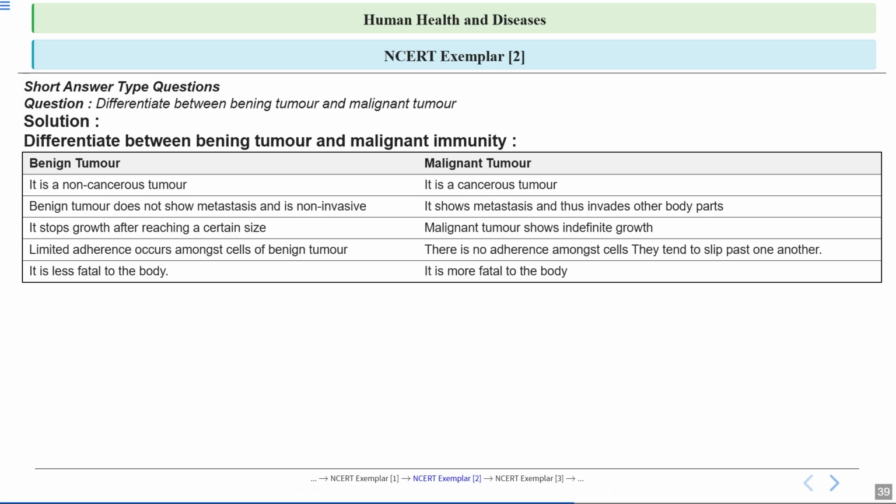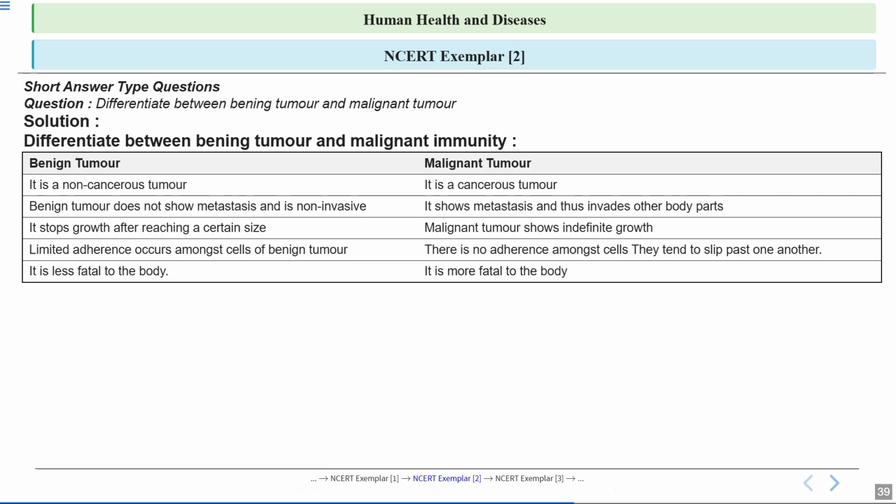Benign tumors show limited adherence. Okay, so in a benign tumor, limited adherence occurs among the cells. In the case of a malignant tumor, there is no adherence among cells. They tend to slip past one another and they keep on spreading.